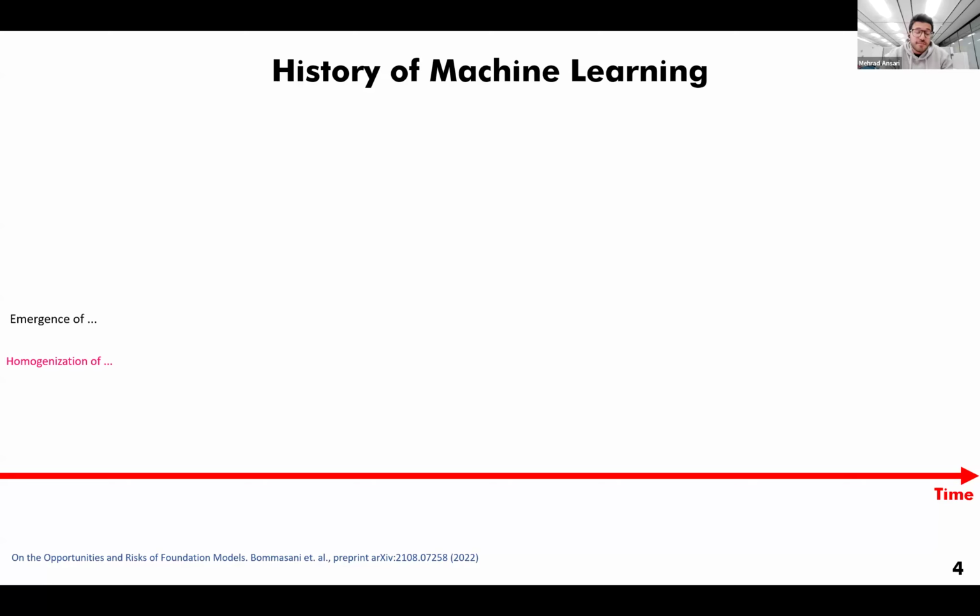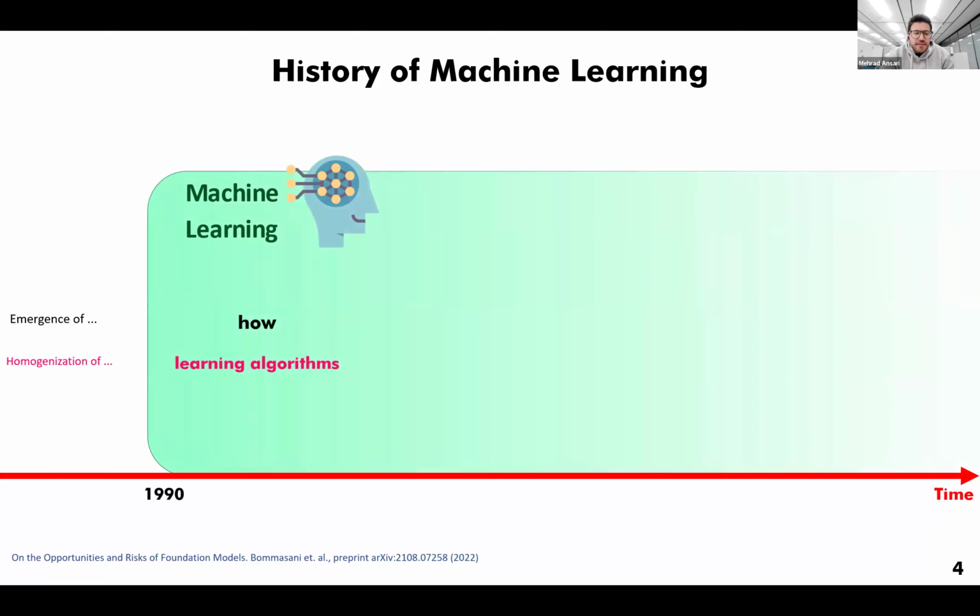Emergence refers to the system's behavior, which is often imposed indirectly, and homogenization refers to the consolidation of methods that allow us to build different machine learning algorithms over a wide variety of applications. It all started with machine learning in the early 1990s, where the model was able to learn how to perform a task based on some training data.